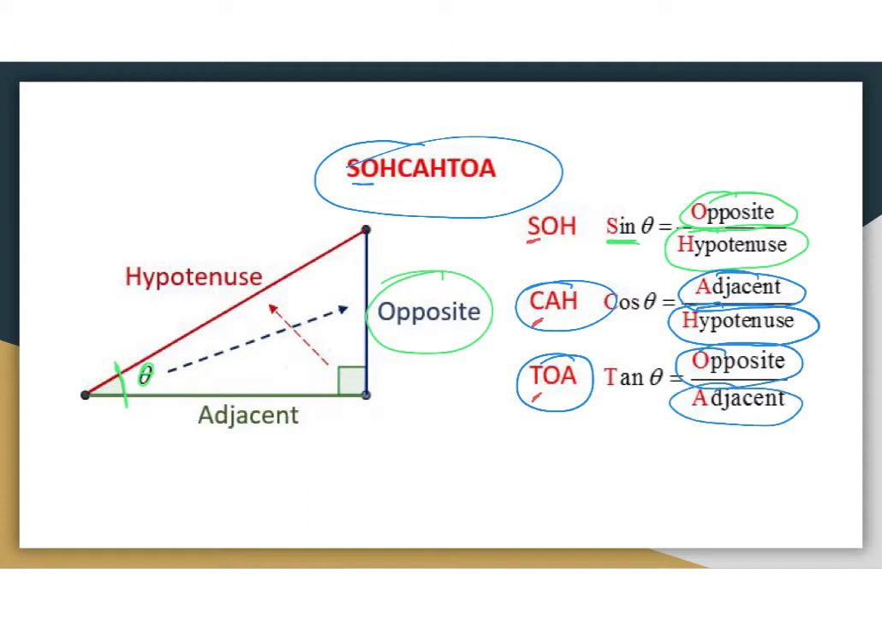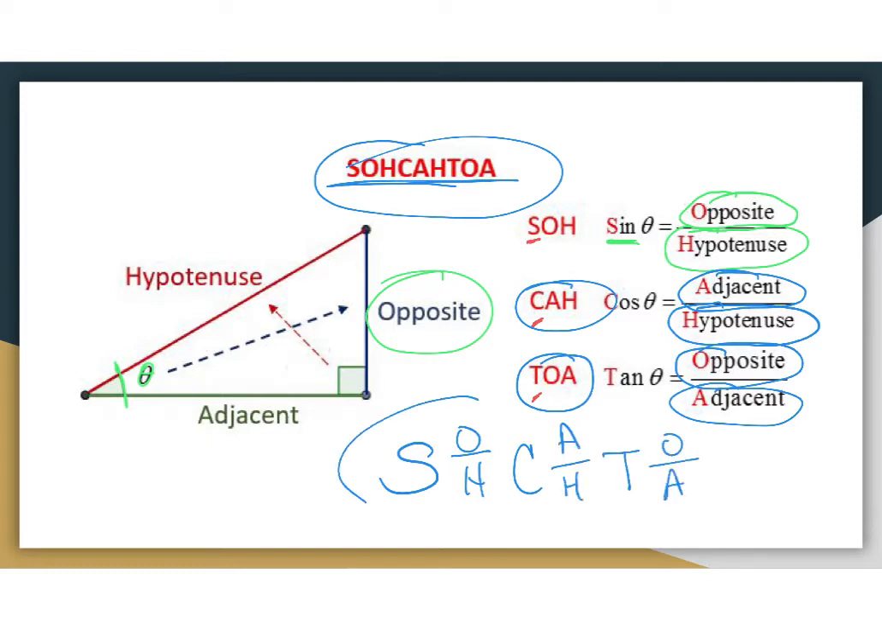So every first letter creates the word SOHCAHTOA. And I like to write it S-O over H, C-A over H, T-O over A. And you definitely want to write this down, because chances are you're not writing it down and you need to write this down.